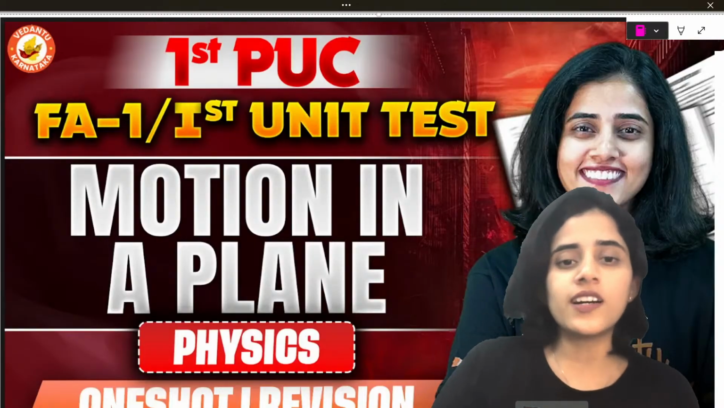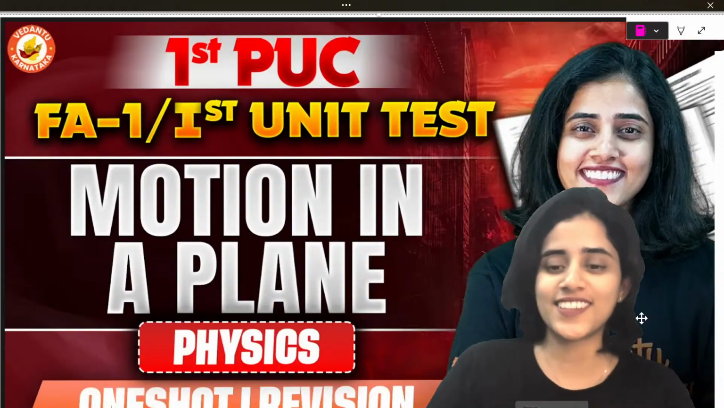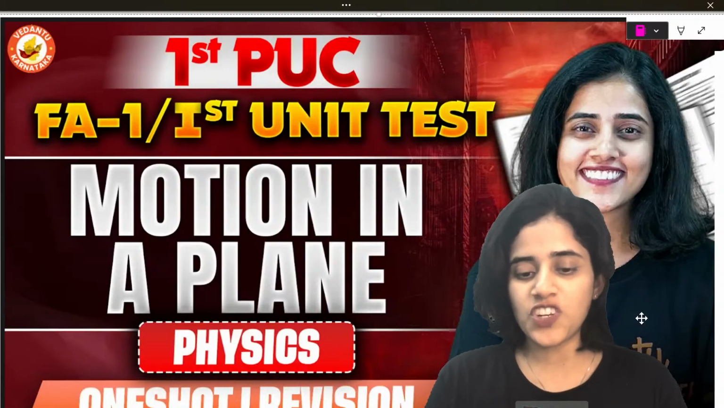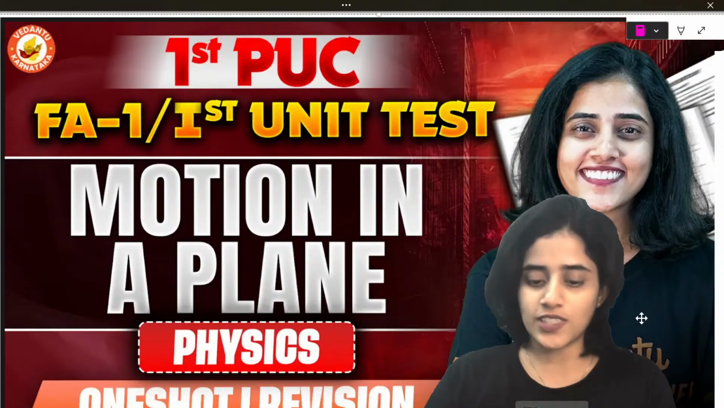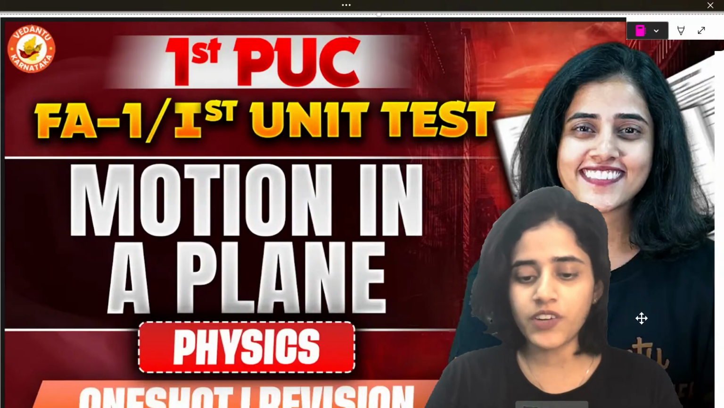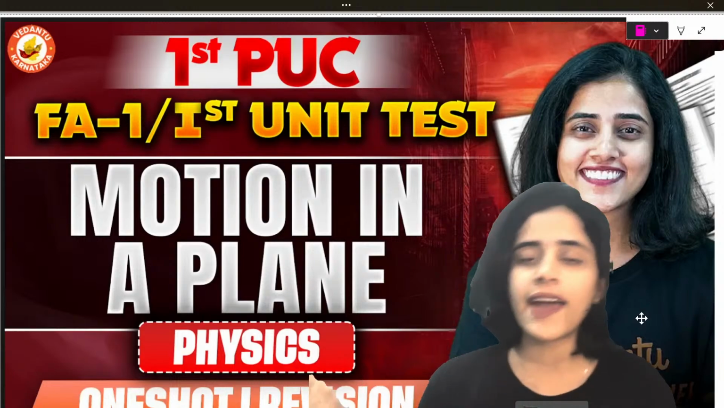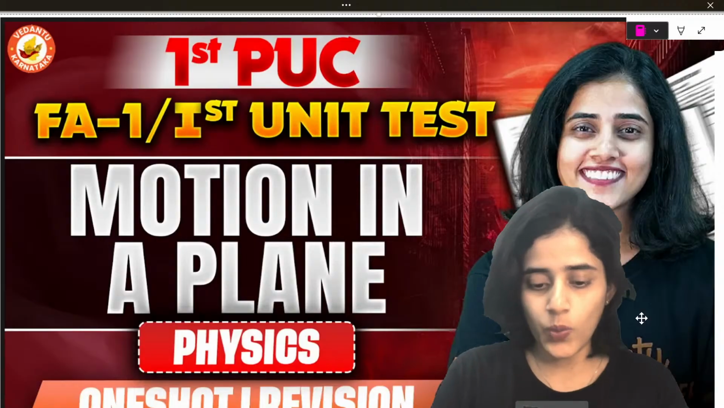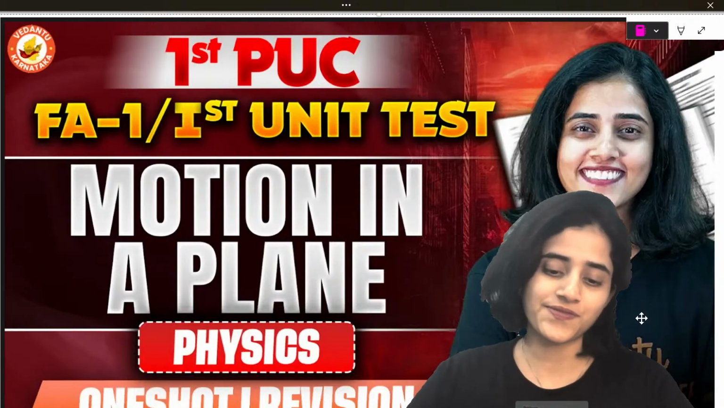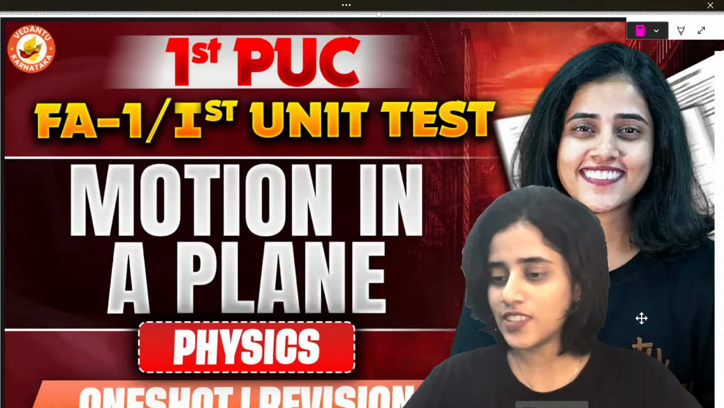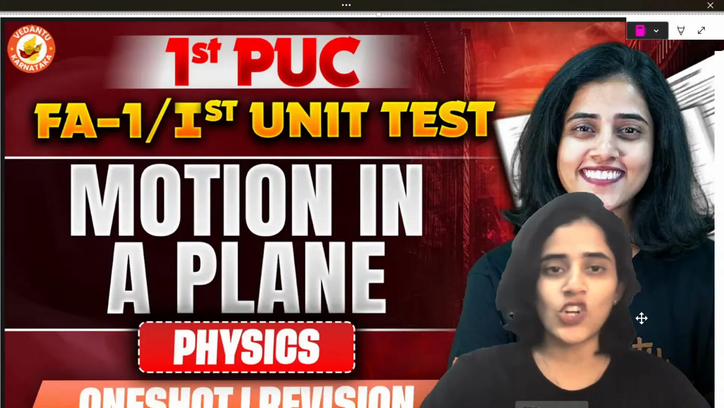So are you all ready to learn motion in a plane in one shot? Yes? No? So we're going to finish motion in a plane, everything important, in less than 2 hours. Okay? Not less than, but maybe 2 hours. Are you all ready for a power-packed class? Cricket League. Hi, Cricket League. Welcome to the lesson. Cricket League is not ready?